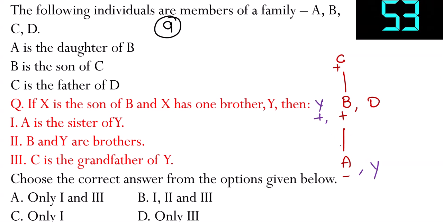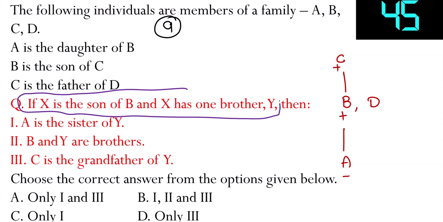Oh, one moment. Those are the statements. We need this one only. Sorry, this one. X is son of B. Okay, X has one brother Y. Sorry, this is the data. Now we have to decide these statements.